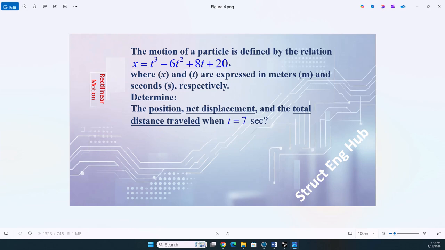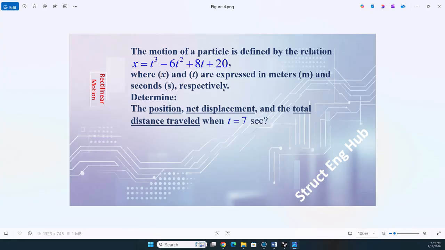Then setting the velocity equal to 0 in order to know the points where the body has changed direction while moving on a straight line. Then using these points to determine the total distance traveled by the particle. The net displacement would then be the initial position subtracted from the final position.